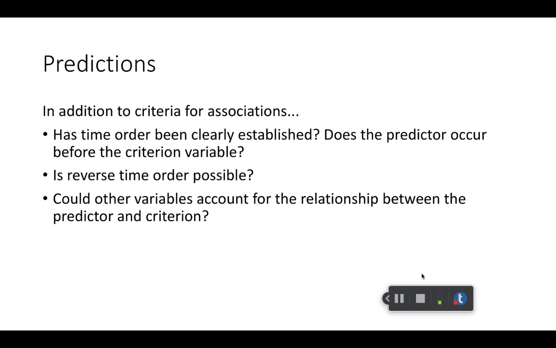For predictions, we're going to add a few more questions. To predict something, we have to have time order. The predictor has to come before the other variable. So we ask, has time order been clearly established? Does the predictor occur before the criterion variable? Is reverse time order possible? And could other variables account for the relationship between the predictor and the criterion?